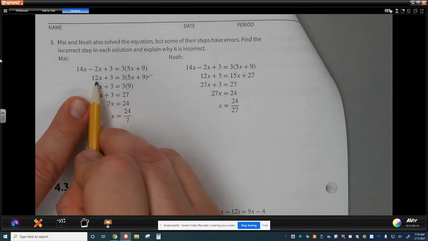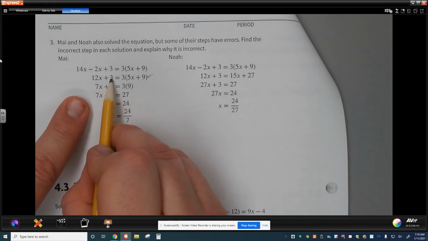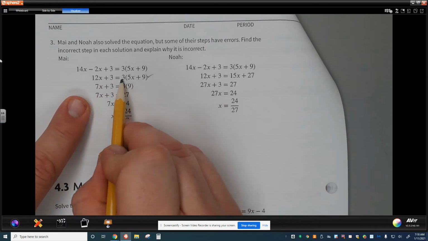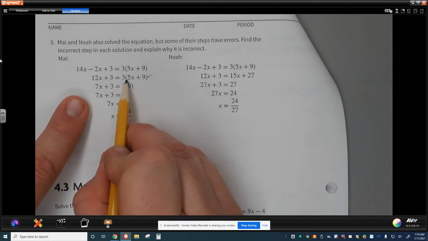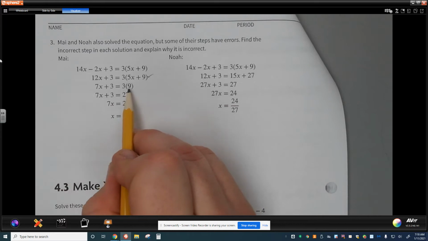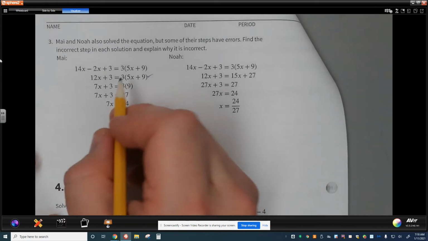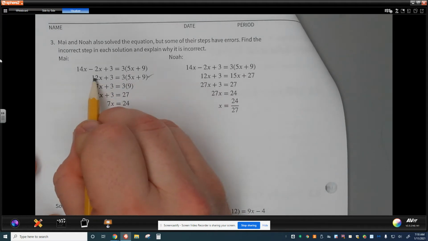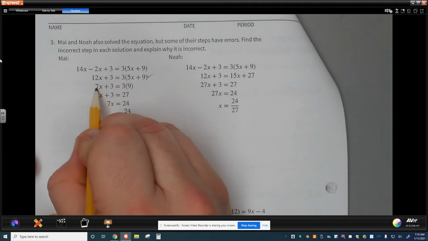Next step, we see that 12 times x plus 3 turns into 7 times x plus 3. And then 3 times a 5x plus 9 just turned into 9. So how exactly did you get that? Well, it looks like if I'm looking at the square correctly, I know that 12 minus 5 is 7.